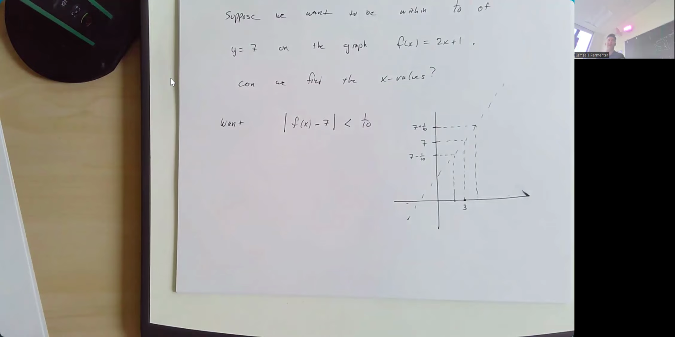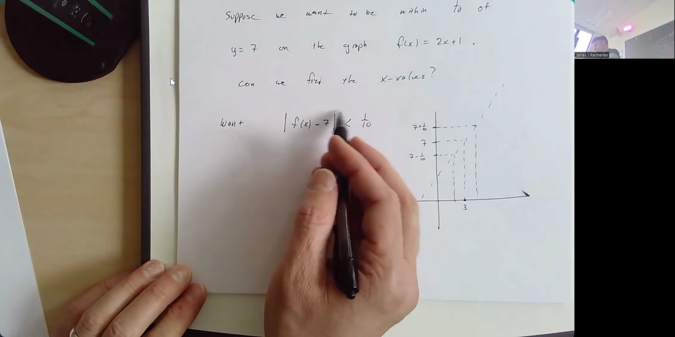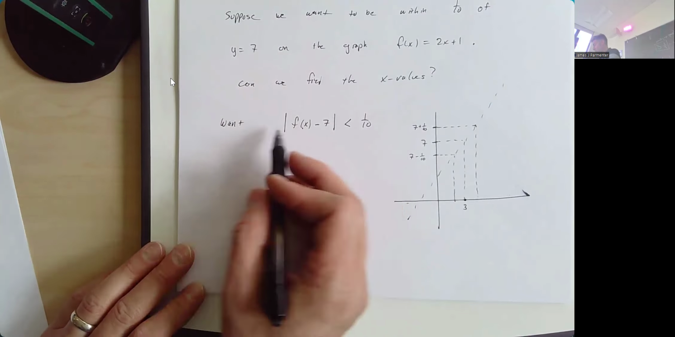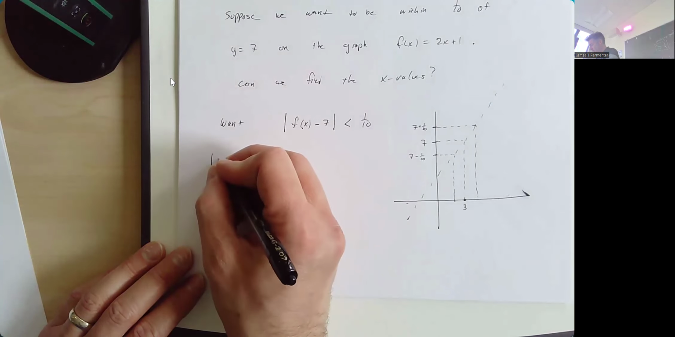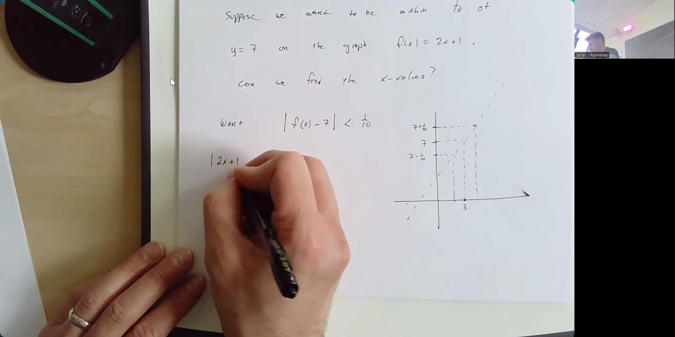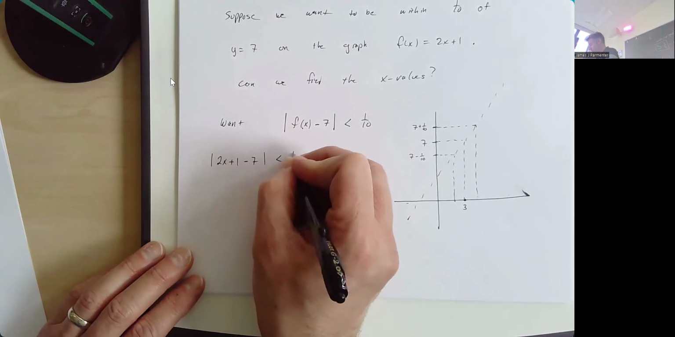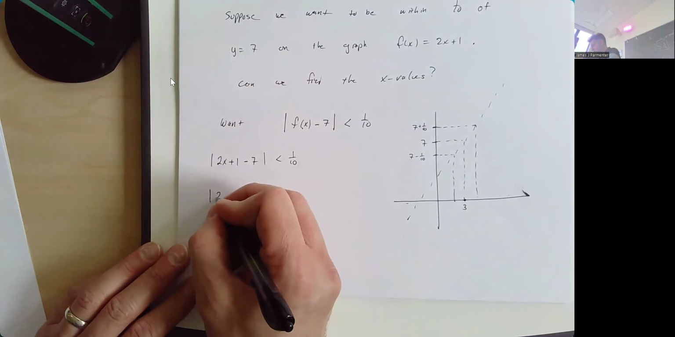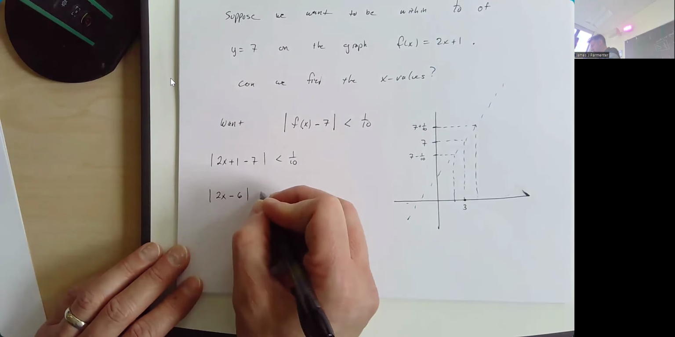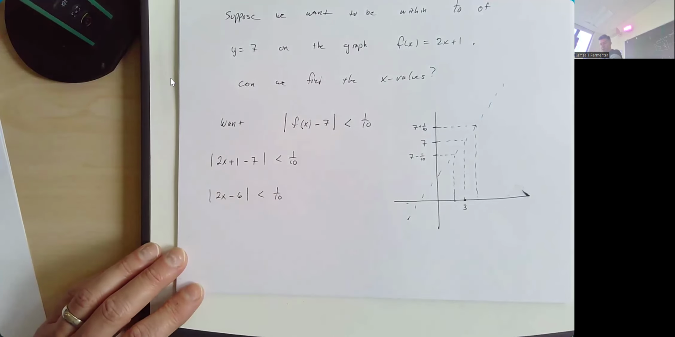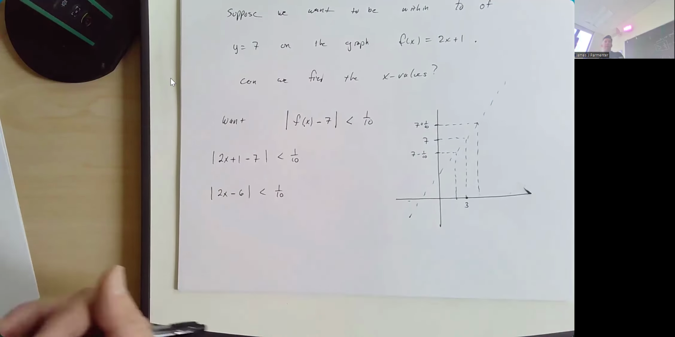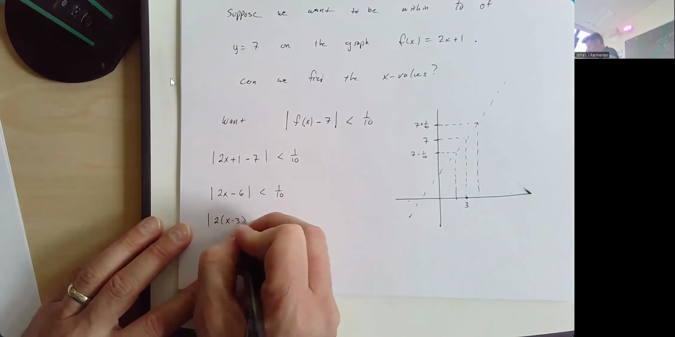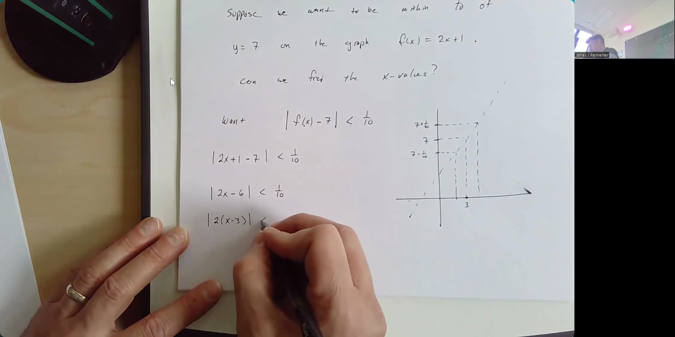Here's how I'm going to do it. Here's kind of the standard way of doing it. Take this inequality and replace f of x with what f of x is actually equal to. So I'm going to rewrite this as the absolute value of 2x plus 1 minus 7 less than 1/10. And I'm going to simplify. I'm going to write this as the absolute value of 2x minus 6 less than 1/10. I can factor out a 2. Now here's the fun part about absolute values. I'm going to factor out a 2 and write the absolute value of 2 times x minus 3.